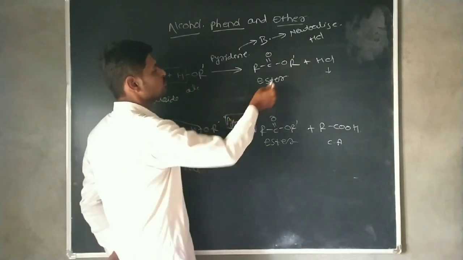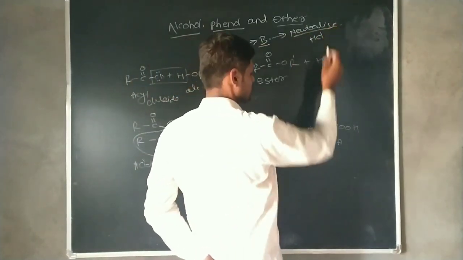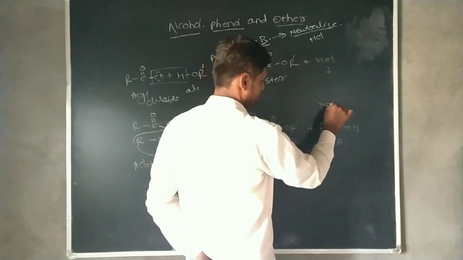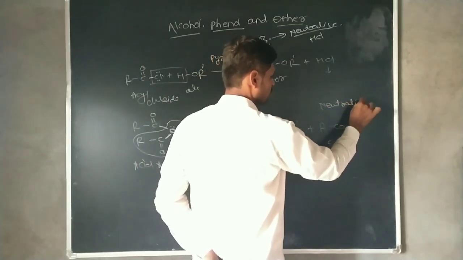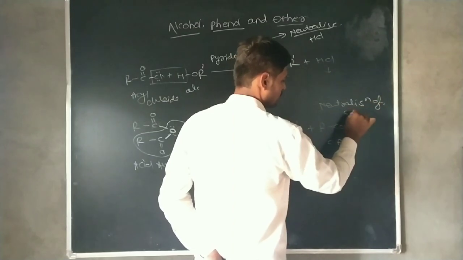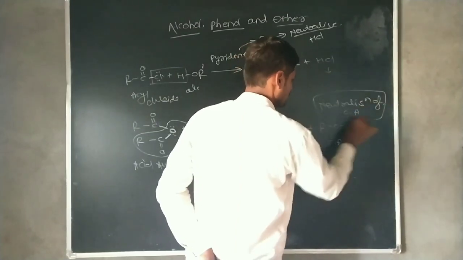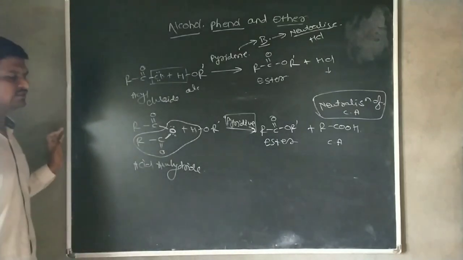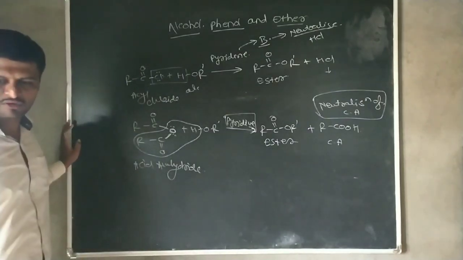The pyridine is also used as a base to neutralize. Here Cl is not present, therefore it is useful for neutralization of carboxylic acid. This is a preparation method of ester.